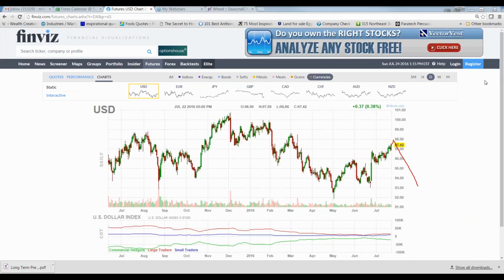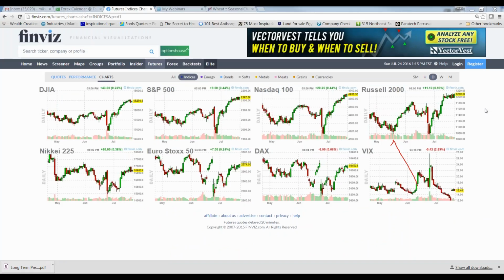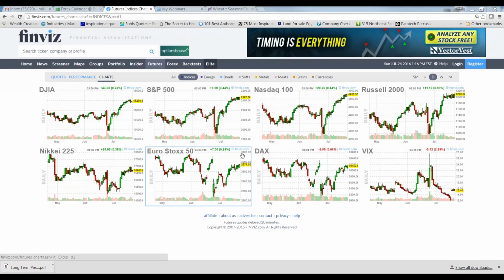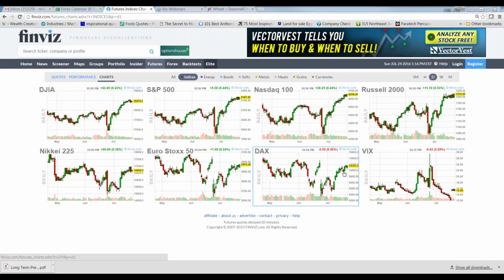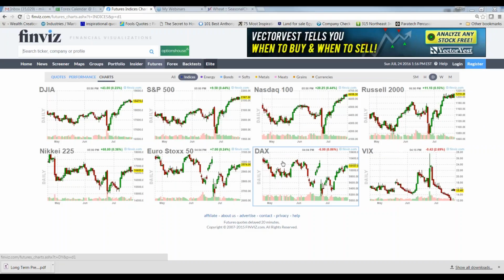I'm going to summarize all of that in a minute. Now, with that said, if we look at the indices, it's important because the indices are representative of the currency. So you see the euro stock is kind of edging higher, and the DAX is kind of edging higher. This means what? This means that the euro is going to be edging down. These are in the opposite direction of the euro.